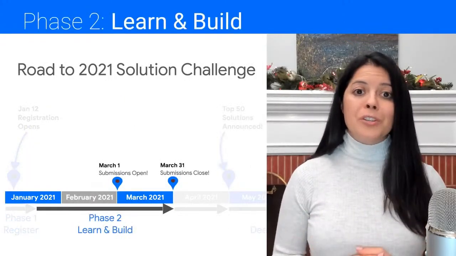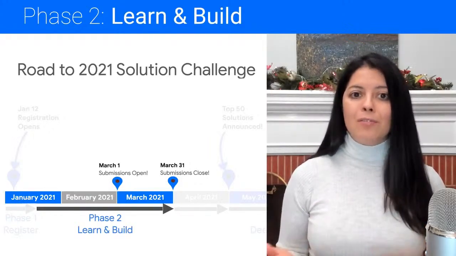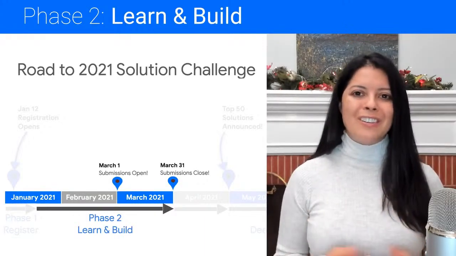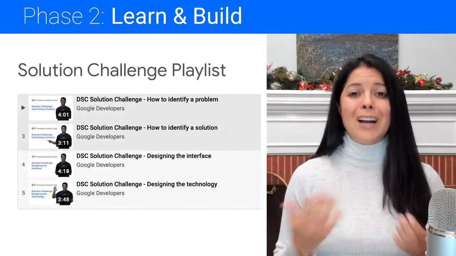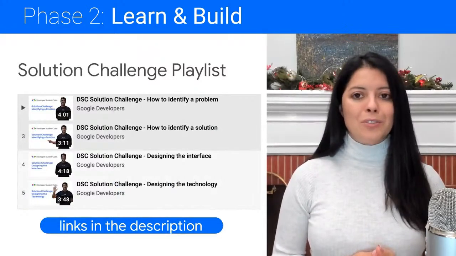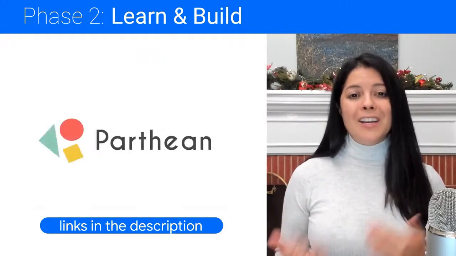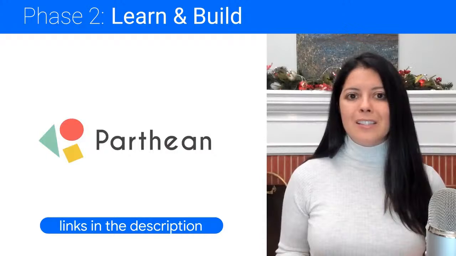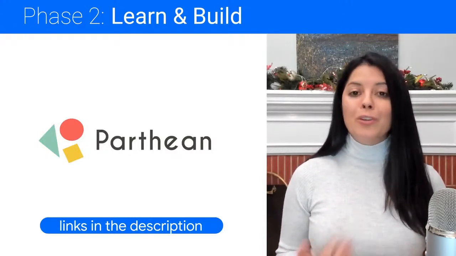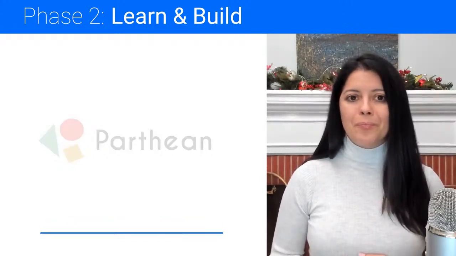The next phase is where you'll select one or more of the UN 17 Sustainable Goals to solve for. And now it's time to start defining and building your solution. We've created a series of videos to guide you through this process. They offer references to many technical resources available to you, so be sure to check them out. And remember, while you design and build your solution, you can always get guidance and assistance by posting a question on the mentorship platform Partheon, where Google developer experts can help you overcome the obstacles you face along the way.